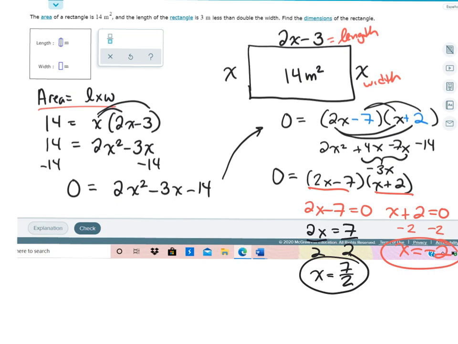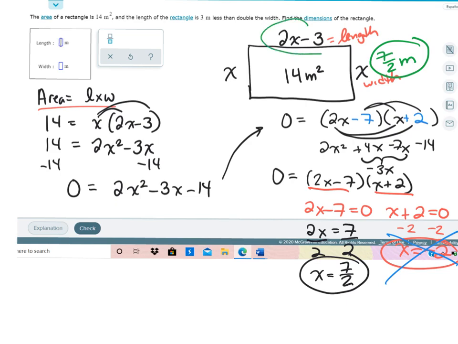Now, one of these is no good. And the one that's no good is the negative. Because x, remember, was our width. I can't have a width that is negative. So that's no good. So x of 7/2, that is going to be my width. My width is going to be 7/2 meters. So finding the first one is definitely the hardest one.